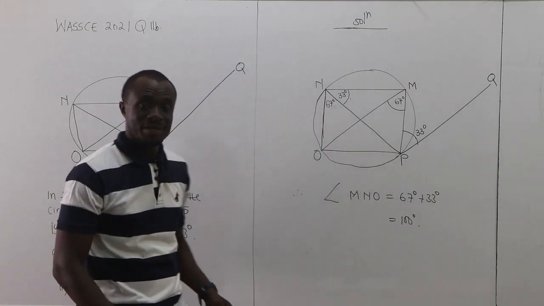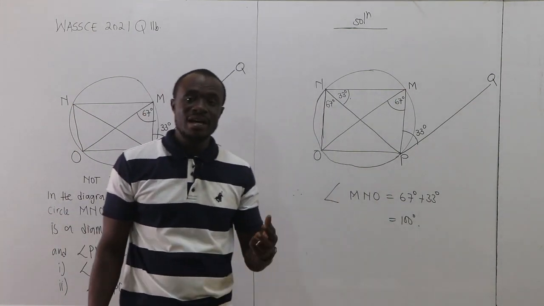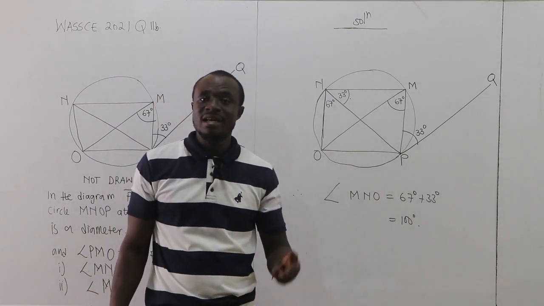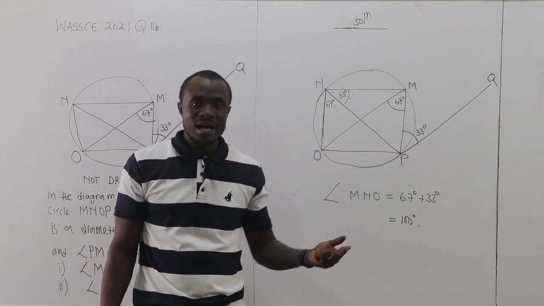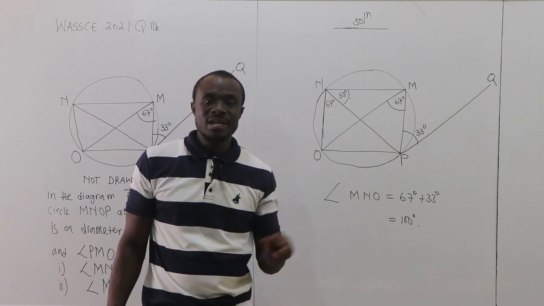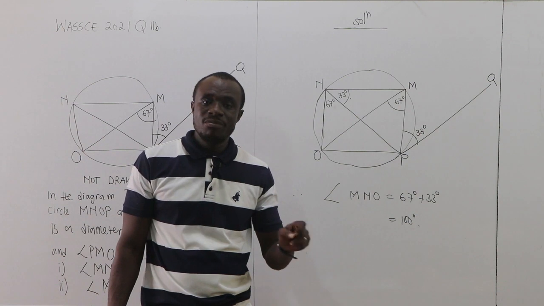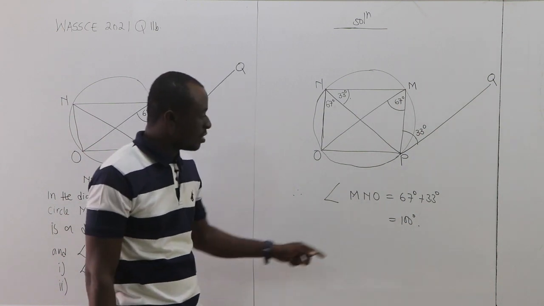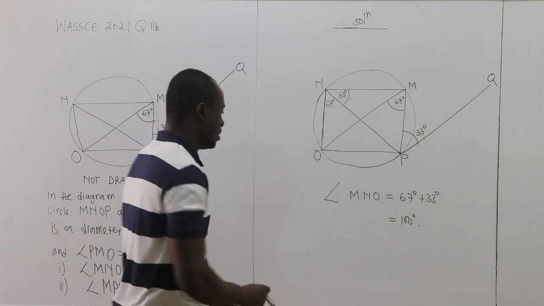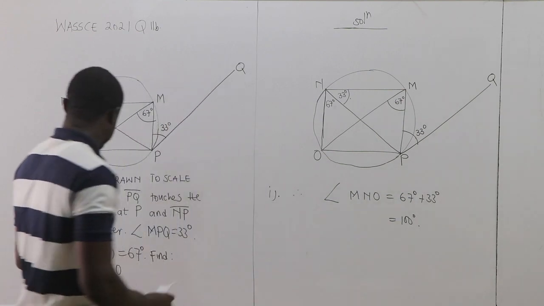That's very easy. We use two properties. The angles a chord makes at the circumference in the same segment are equal, and then we also use the angle a chord and the tangent make is equal to the angle the chord makes in the alternate segment. So this is equal to 100 degrees. That's the first one. Now let's see the second one.